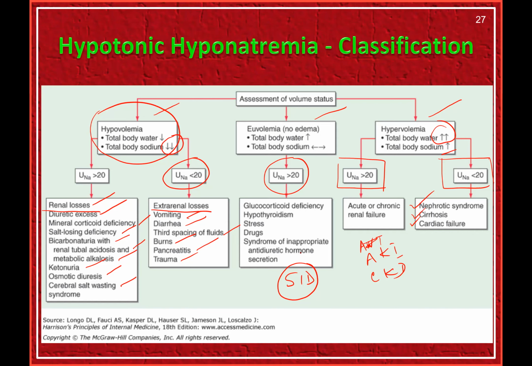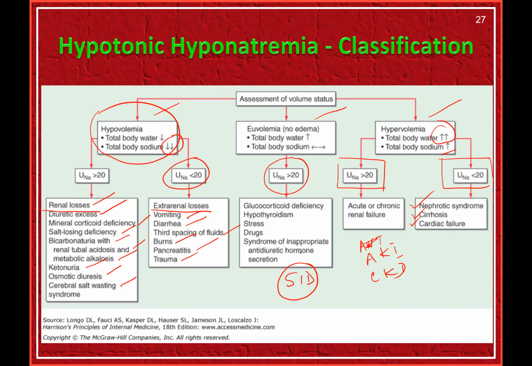Sodium is not being conserved, salt losing conditions of the kidney, bicarbonaturia with renal tubular acidosis and metabolic alkalosis, ketonuria, osmotic diuresis, cerebral salt wasting syndrome. In all these conditions, there is loss of sodium more from the kidney compared to the water loss. That is why there is hypotonic hyponatremia.